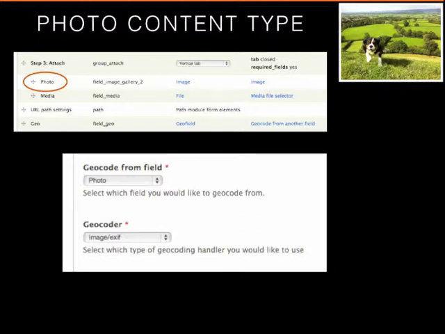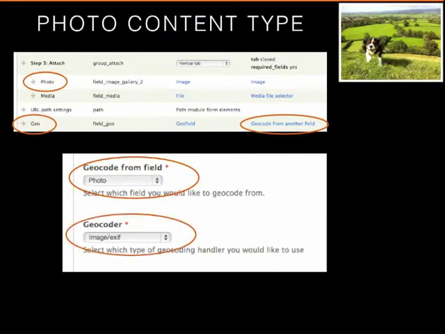And what this does, just going back to the photo content type, I have the photo field, and I have a geo field, and the geo field, you configure that to geocode from another field. I hope this comes across okay. So you geocode from another field, and then in the actual widget you say, okay, geocode from field photo, and use the image/exif geocoder. And that's how Drupal can extract the location-based information from a digital image.